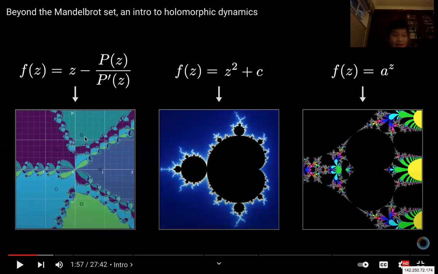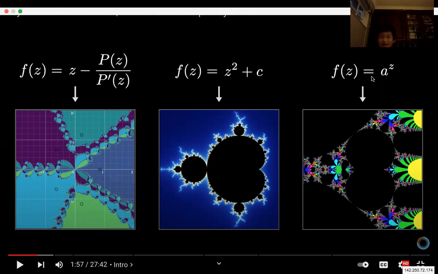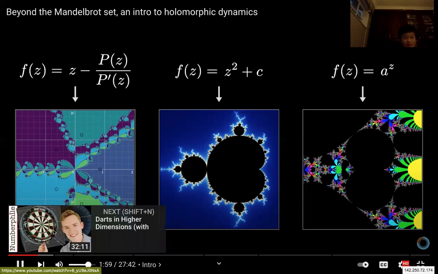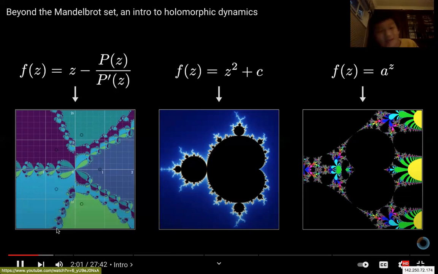So basically this one is taking this and doing it over and over again. This is taking this, well, definitely familiar. This is taking a to the power for some constant a that never changes. Pretty clear so far.